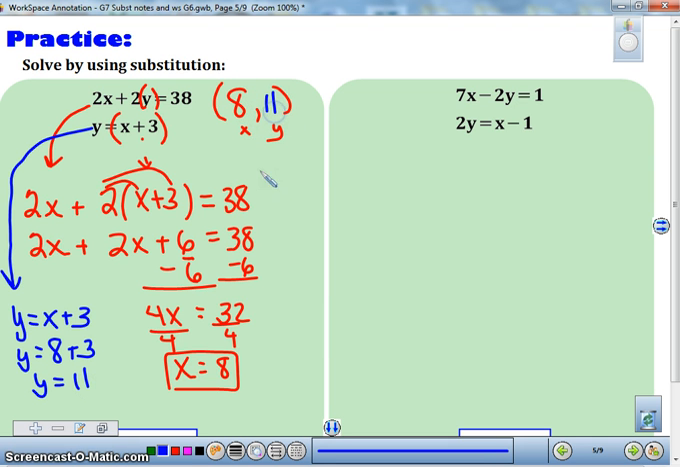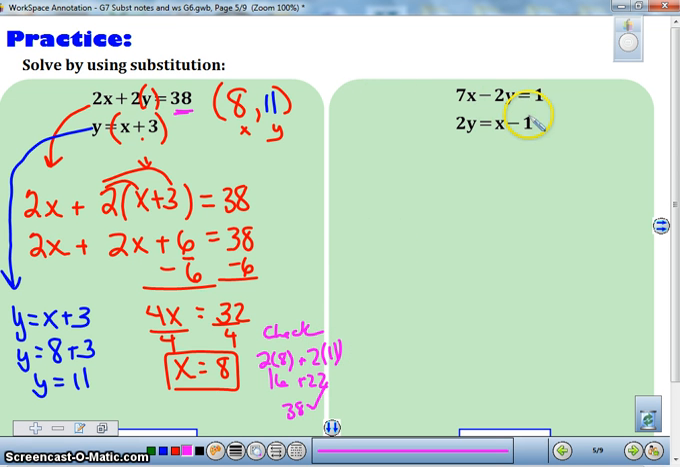And you think, all right, I have this big quiz on this tomorrow, how do I make sure I'm doing it right? This is where you do the check. If we are checking, we're going to go to the first equation. 2 times 8, which is 16, plus 2 times 11, which is 22. 16 plus 22 gives me 38, and it checks because that's what it was supposed to equal.